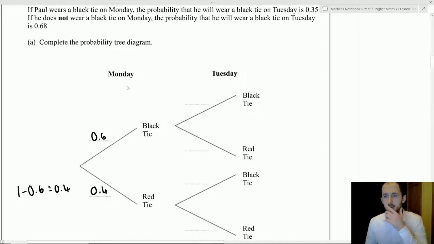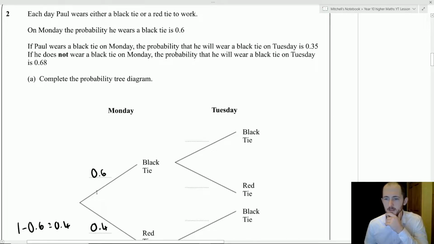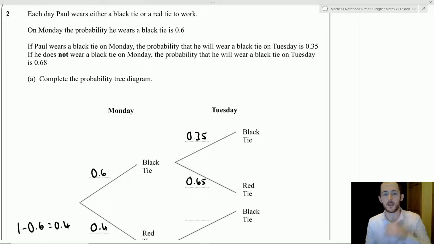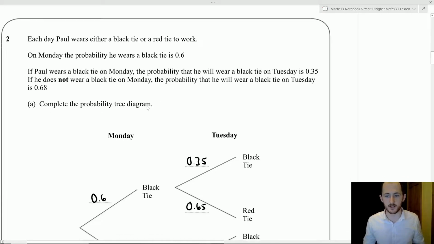Okay? So, if Paul wears a black tie on Monday, the probability that he will wear a black tie on Tuesday is 0.35. So black tie Monday, so black tie on Tuesday is 0.35. And again, we need to make sure it adds up to 1, so that means the red tie will be 0.65. So the reason why it's called conditional probability is this here is a condition. If he wears a black tie on Monday, that's a condition. Then the probability changes. Okay? So the probability depends on what happens on Monday. So it's a condition, okay?